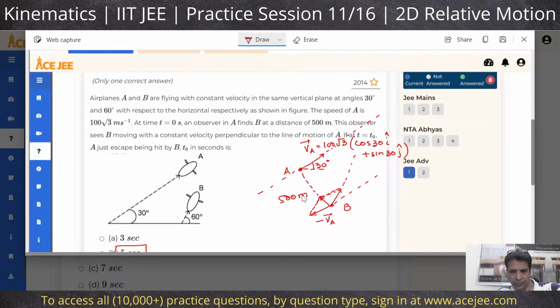सर इसमें VB कैसे निकलेगा? यस सर. This is VB. VB, what is this angle? 30 degrees, यस सर right? So from the perspective of A, what does it see? That it's moving directly towards it. So what is the other way to look at it?